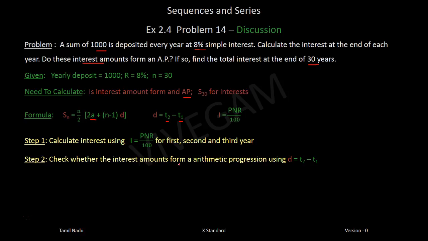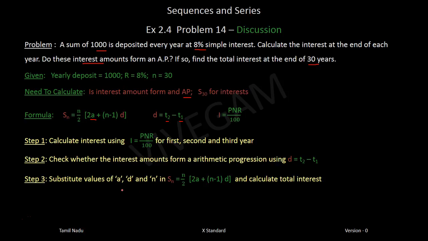Then check whether the interest amounts form an arithmetic progression using D equal to T2 minus T1. Actually, it's a mistake. It's not only T2 minus T1, you have to also find T3 minus T2. So at least 2 differences must be equal. Okay. Please write that. I will make the correction later. So D is equal to T2 minus T1. That must be equal to T3 minus T2. If both the differences are equal, then it is an arithmetic progression.